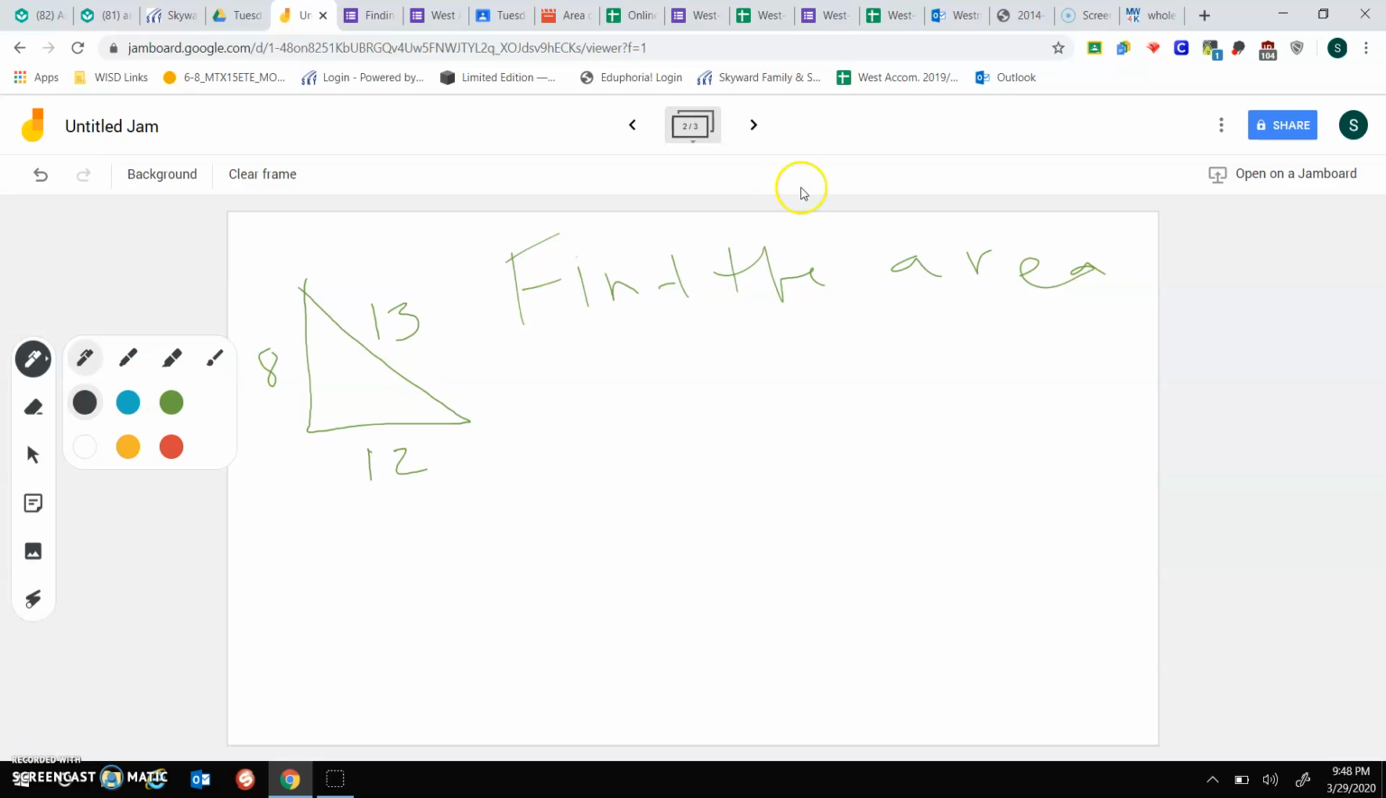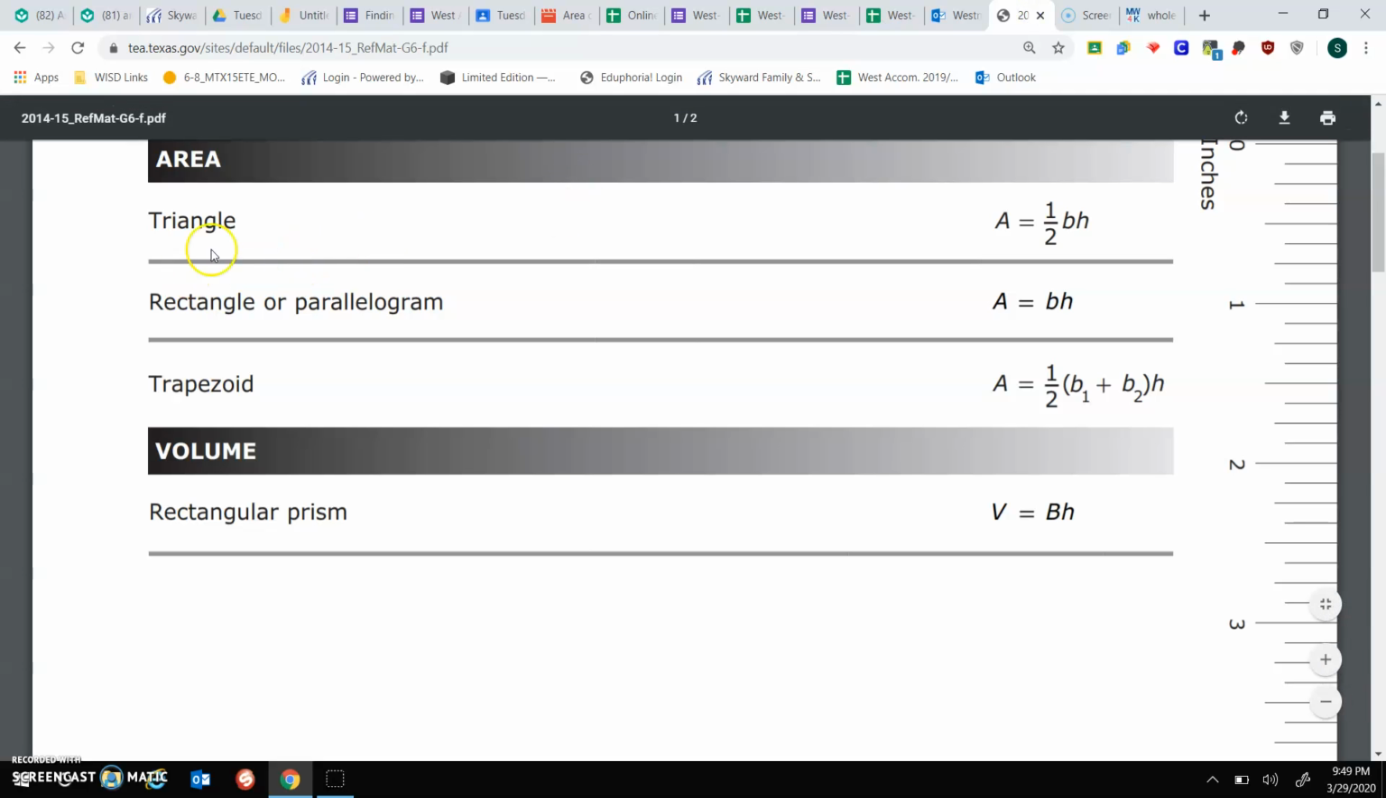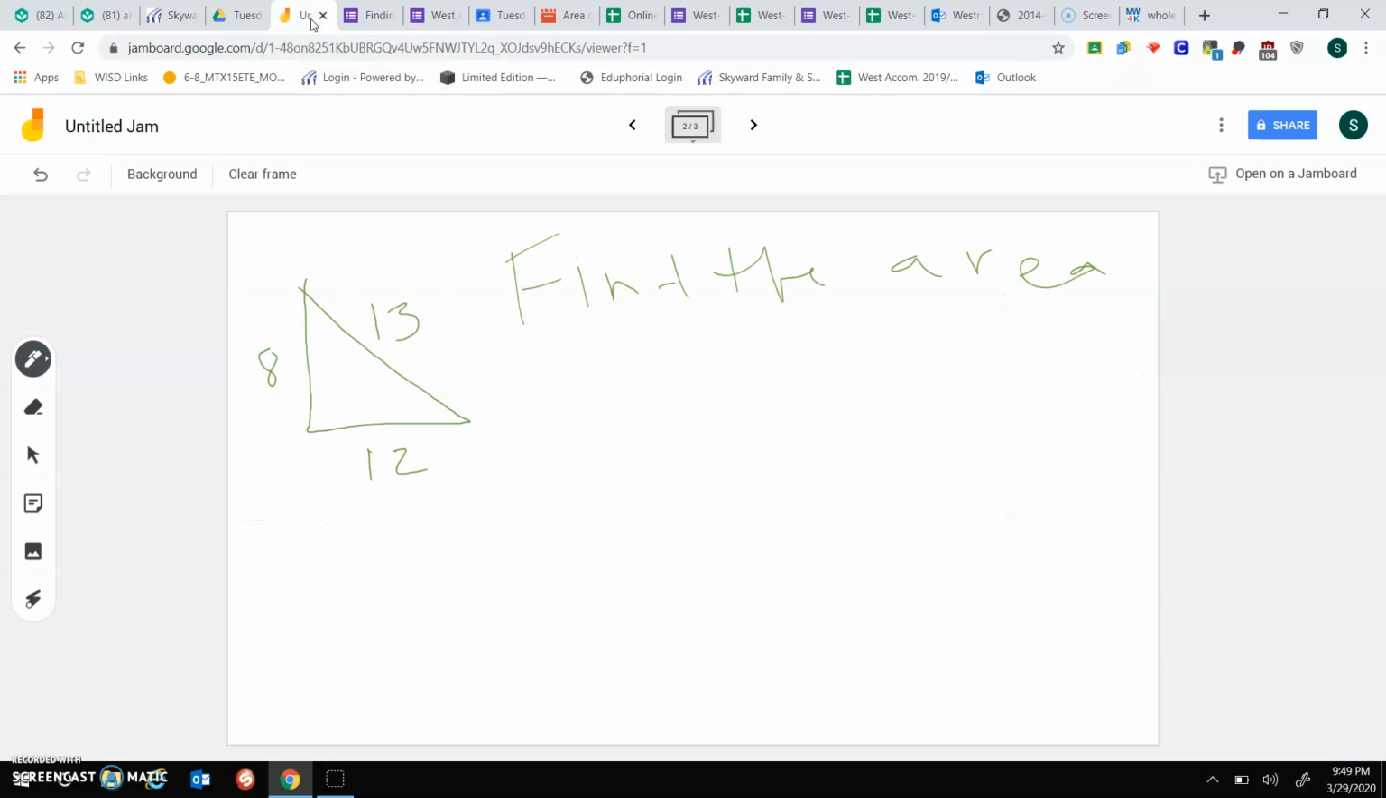So we need to have our formula for area of a triangle. Well, if you look at your paper or go to the formula chart, area of a triangle, well, what is that formula? That's A equals 1/2 base times height. So let's write this down. Always write down your formula. Always. Even if it's easy. Always write it down.